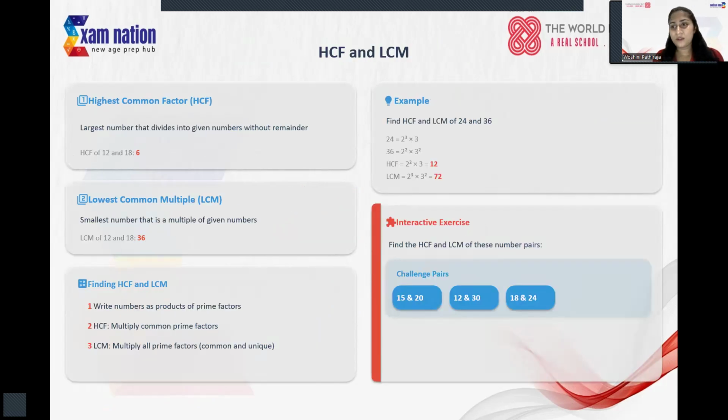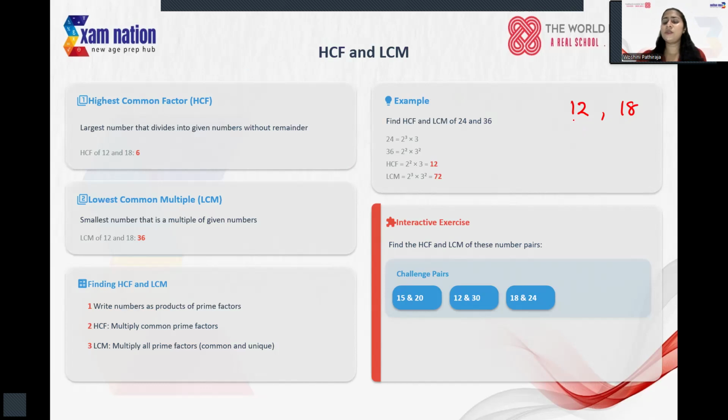Let's move to the third subtopic I want to discuss with you today. It is highest common factor and least common multiple. Okay, what is called the highest common factor? The highest number, the largest number that divides into given numbers without remainder. Okay, look, there are two numbers given, 12 and 18. What is the number we can use to divide both numbers 12 and 18 without any remainder?